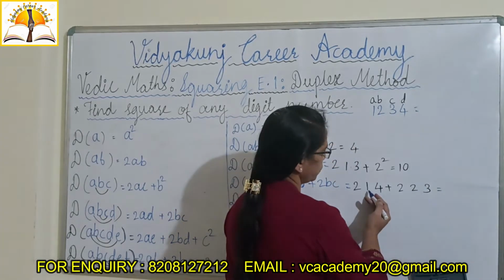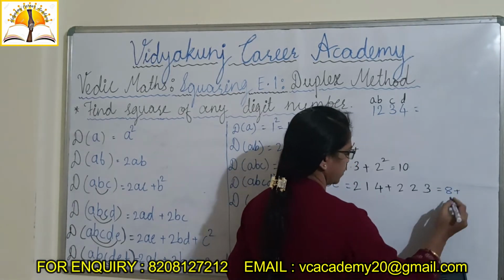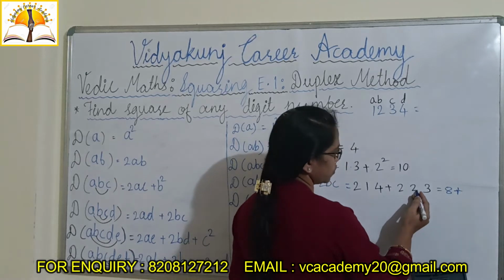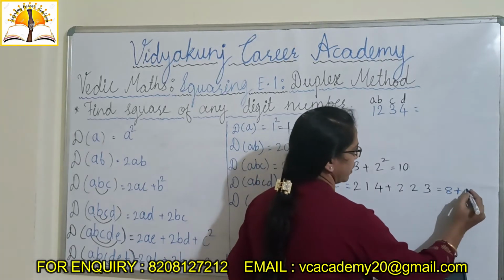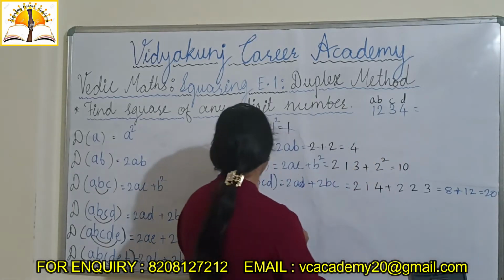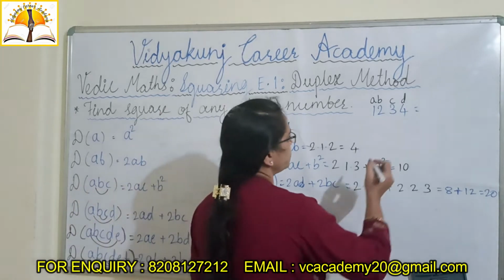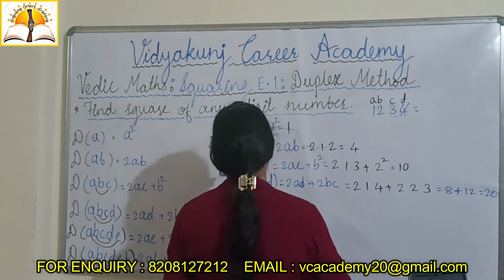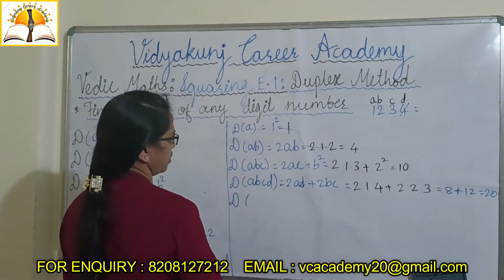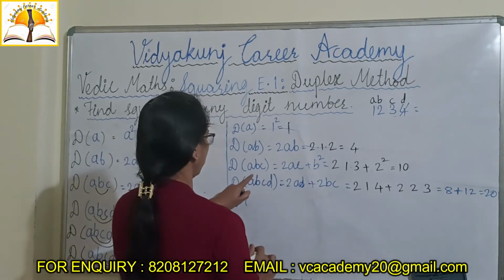Now we have to do multiplication. 2 1s are 2, 2 4s are 8. Yes or no? Now here 2 2s are 4, 4 3s are 12. Its answer 20. Yes or no? Now 4 digit done. Then we have to cross this one, last one. Then we have to do this one. Already we have done here. Yes or no?